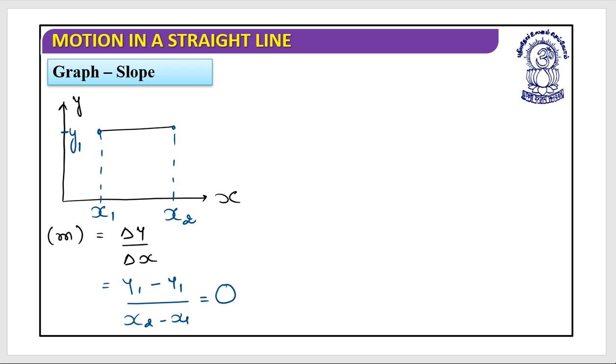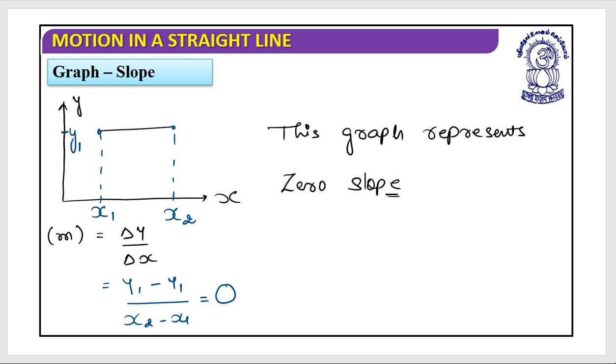Are you clear with this? Yes. So this graph represents zero slope. This graph represents zero slope. Are you done with this? Are you sure? Okay, let's look at the next.